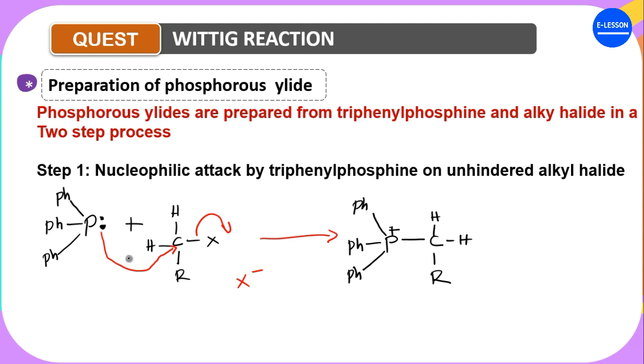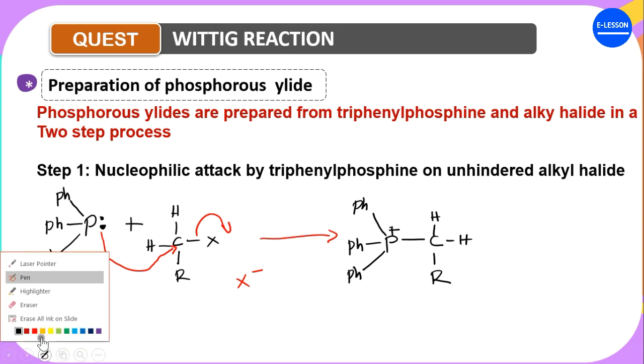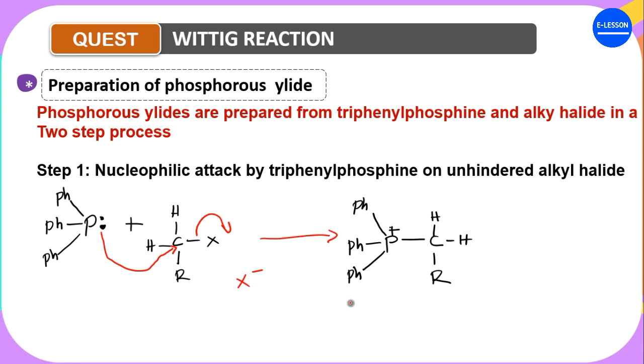Now, the next step of this reaction, so we'll form the first step. Now the question is, what's the name of this product that is formed? This product is called a phosphonium ion. Now this phosphonium ion that is formed now, or the phosphonium salt, let's take it as that. But we said that the halide has both positive and negative.